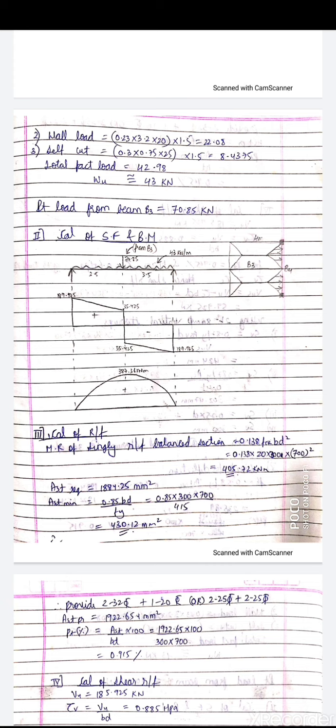So now we'll find out AST required. AST required, you already know the formula, 0.5 FCK BD upon Fy into 1 minus under root 1 minus 0.46 into Mu upon FCK BD square. So this we got as 1884.25 mm square.